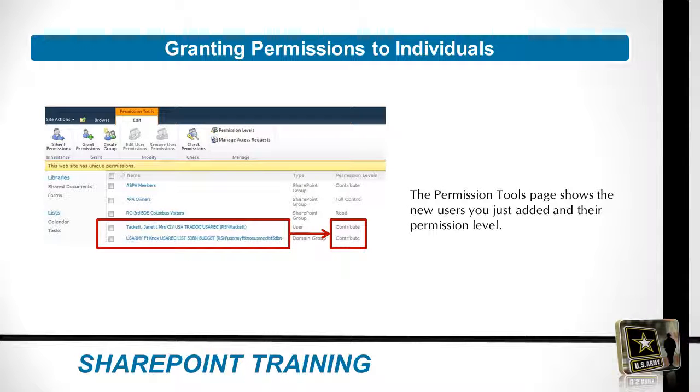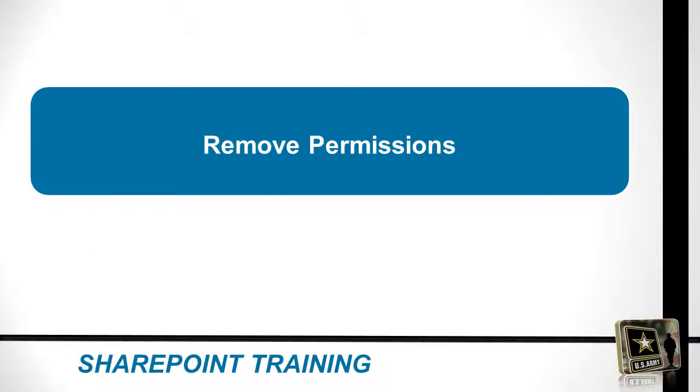After granting permission to a user, you will be returned to the Permissions Tools page. It shows all groups and/or individuals that have access to your site or subsite, including the new users you just added. You can check the permission levels by looking to the right side of the screen. There may be times that you need to remove permissions for either an individual user or a group. Let's see how this is done.